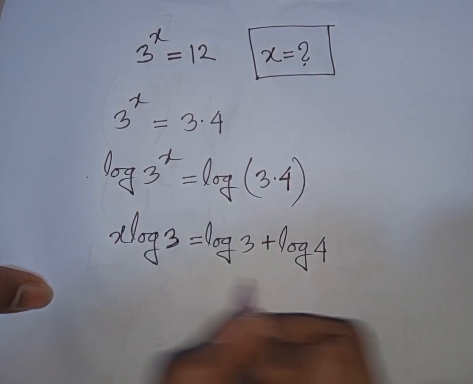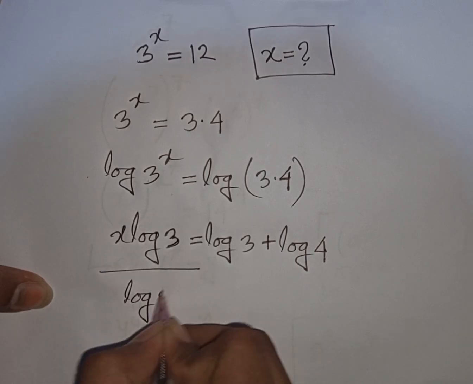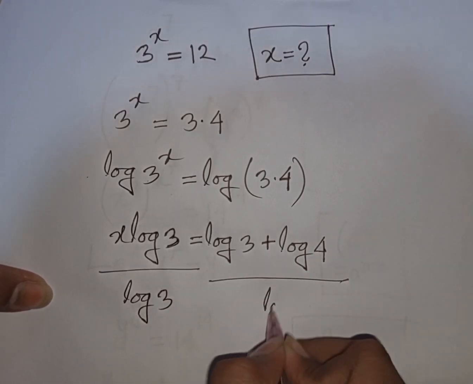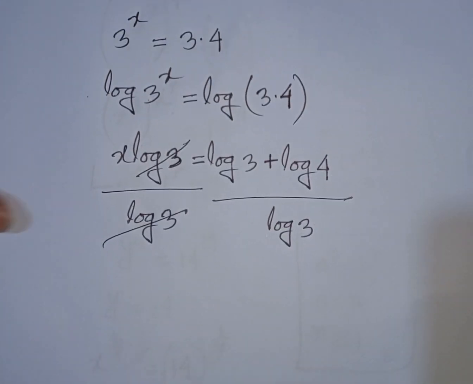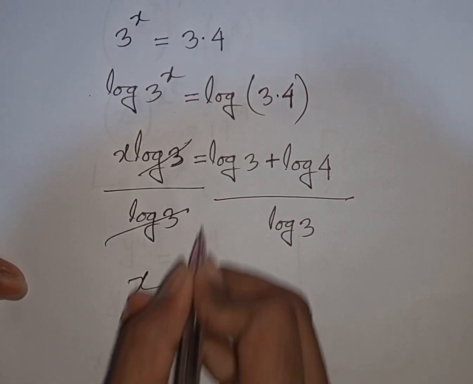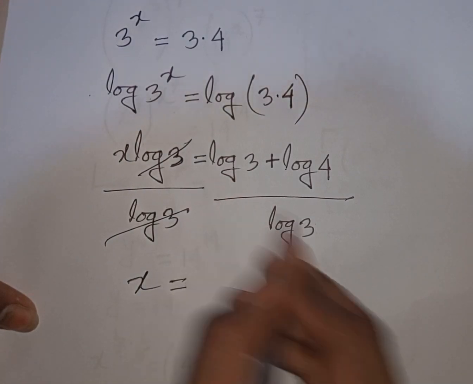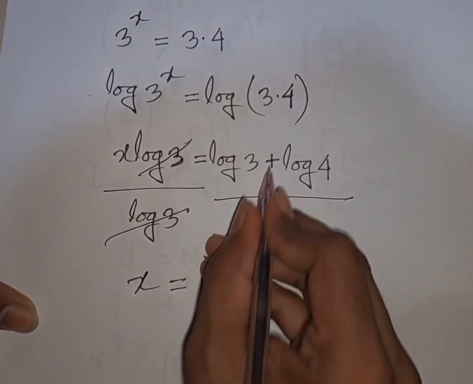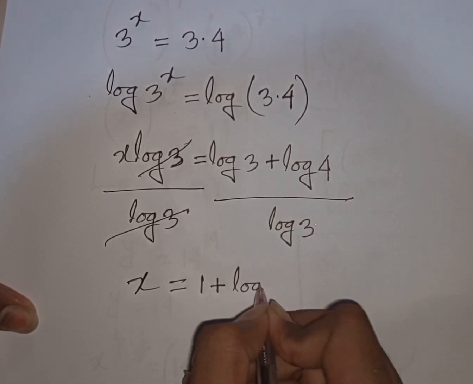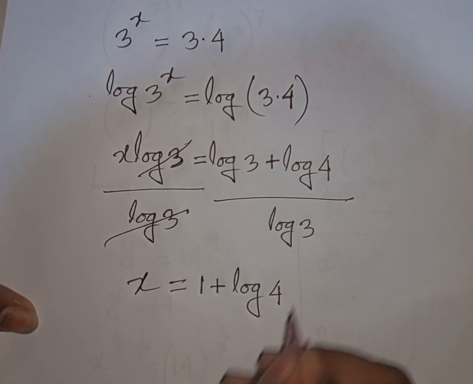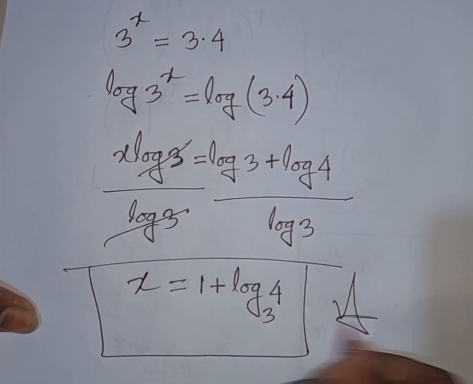Now we need the value of x, so we divide by log 3 on both sides. Now this log 3 will be cancelled. So x will be equal to this divided by this, that means log 3 over log 3, which is 1, plus log 4 over log 3, that means log 4 base 3. So this is the value of x, this is our final answer.